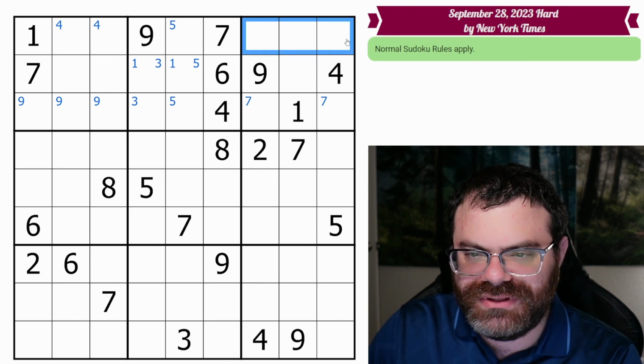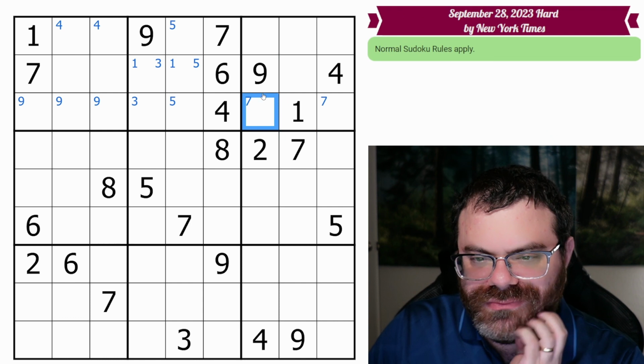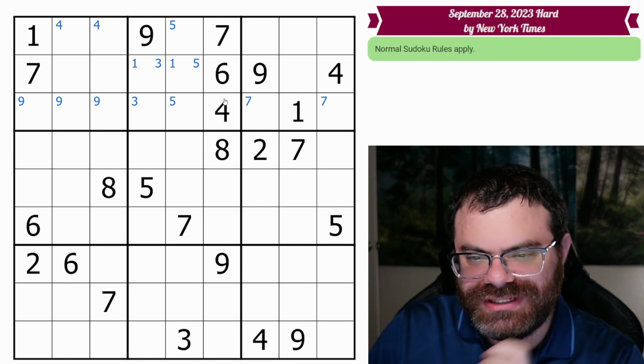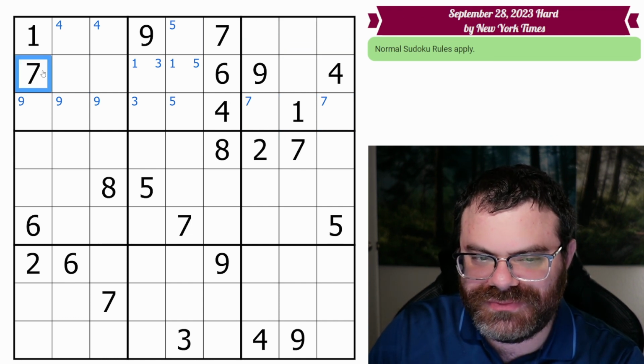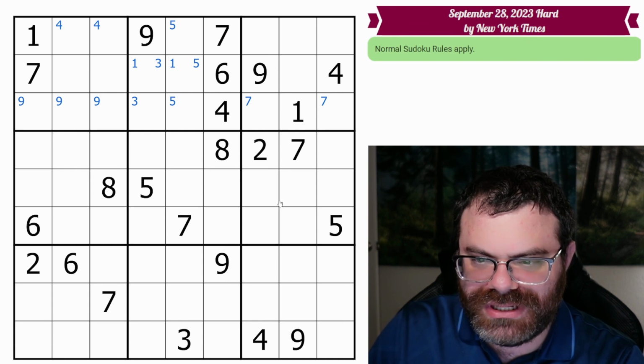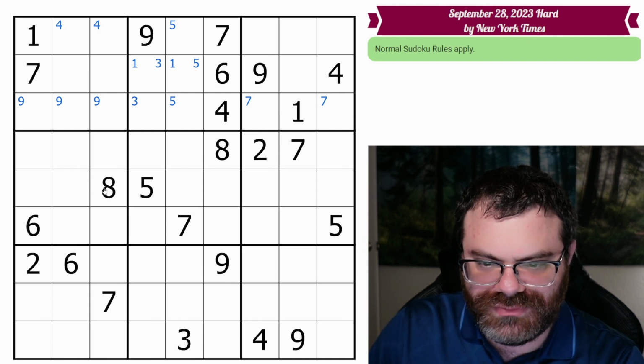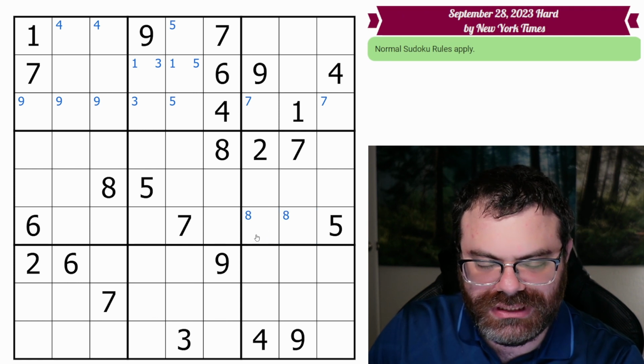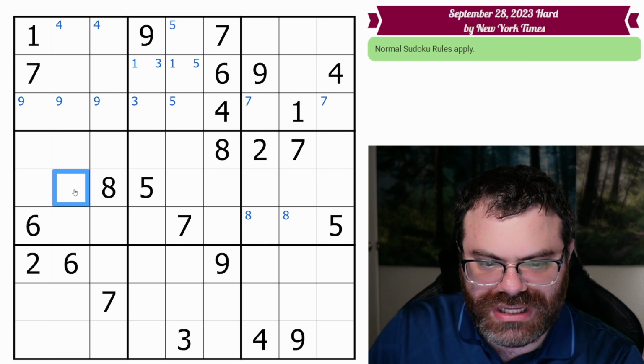Okay, so we have this 7 looking in and this 7 looking in. Oh, we already have that marked because we also have this 7. Never mind. It is technically a crossing, but we didn't need it. All right, I'm not seeing anything, so I'm going to move on. We have these two 8s, so 8s go here. Two 7s, so 7 is placed.